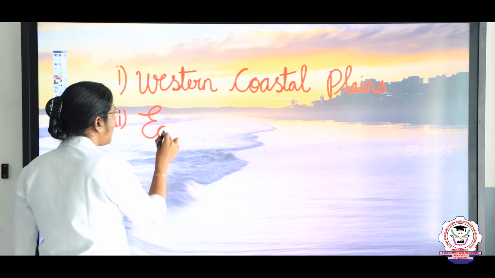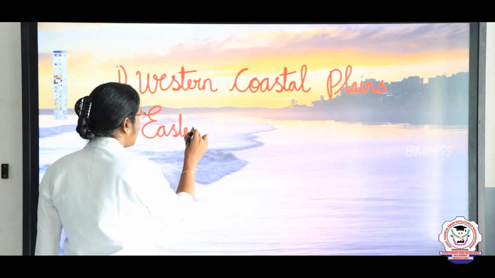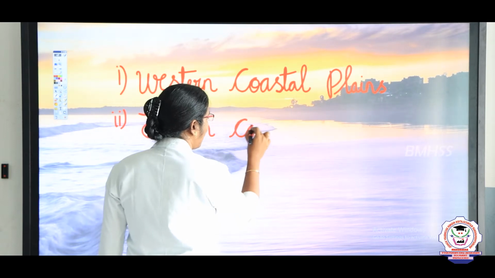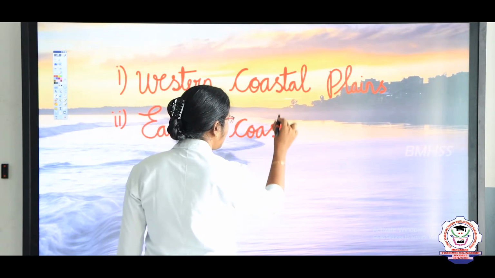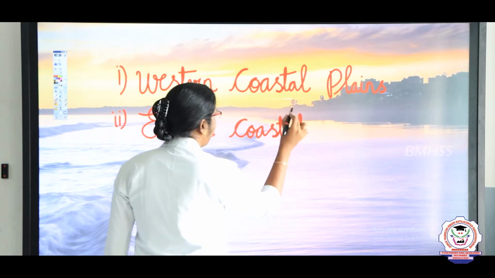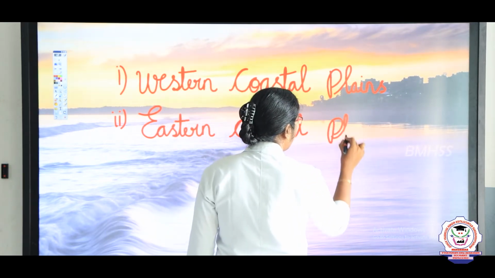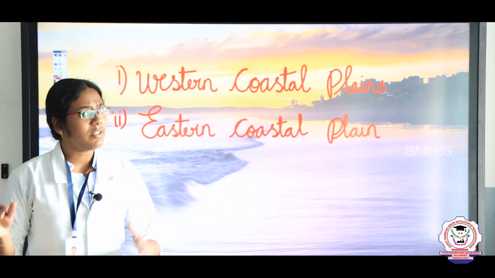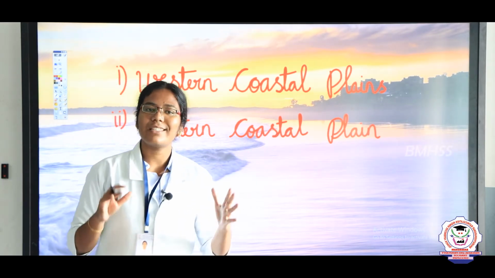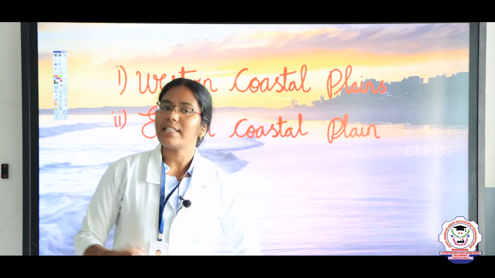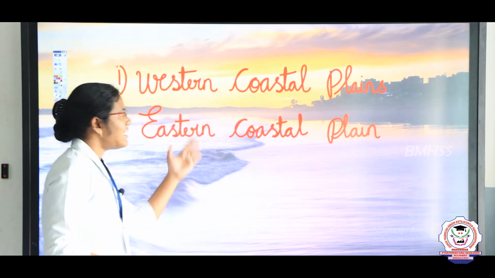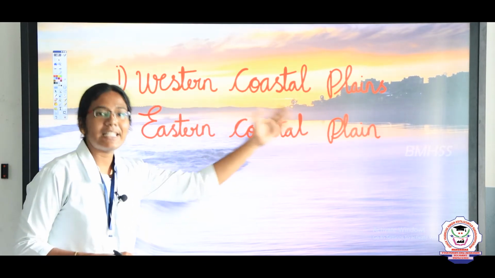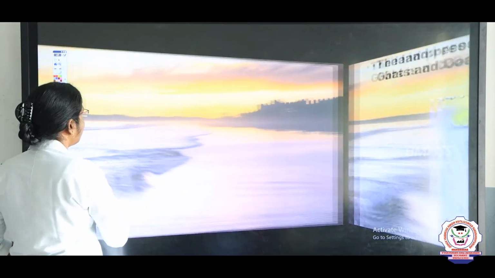Then the second one is Eastern Coastal Plain, E-A-S-T-E-R-N, Eastern Coastal, C-O-A-S-T-A-L, Coastal Plain, P-L-A-I-N, plain. Do you know the word meaning plain? A smooth and fertile land is said to be a plain. So India has 2 major coastal plains, that is Western Coastal Plains and Eastern Coastal Plains.